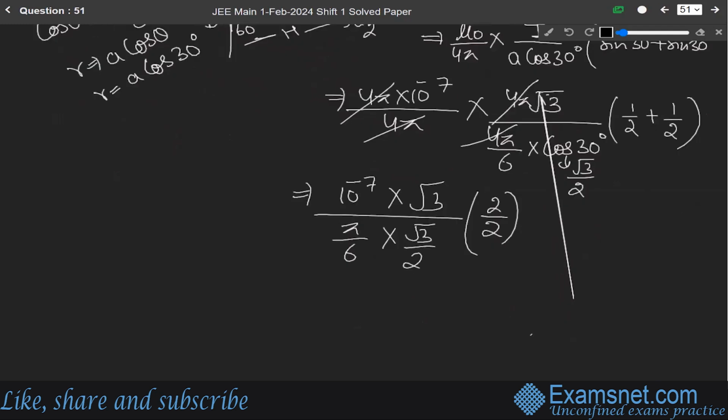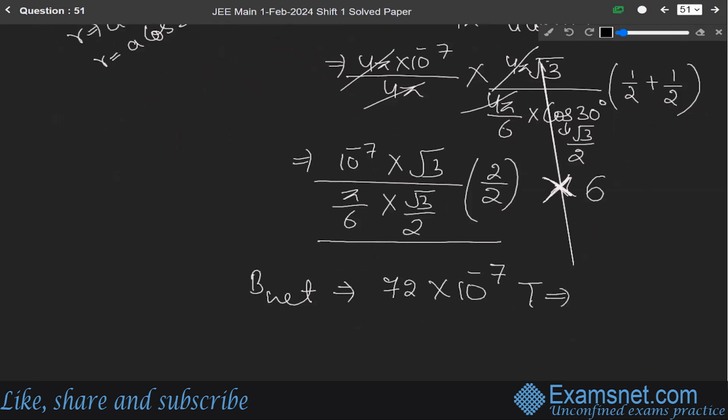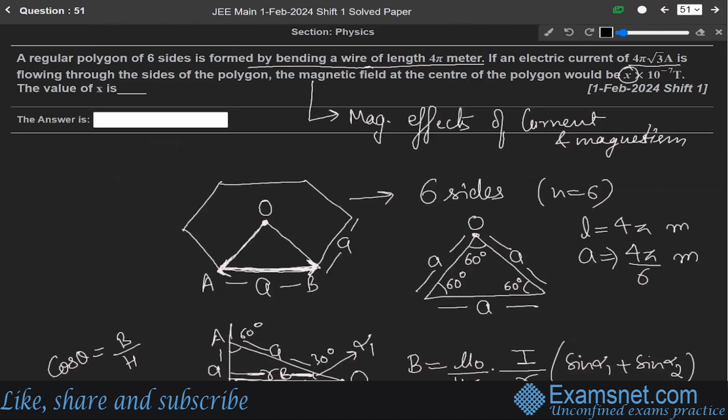So solving it, we get the field, and multiplying it by 6, because this is due to only one side. We have to find it due to the whole polygon. So multiplying it by 6, the net magnetic field will be equal to 72 into 10 to the power minus 7 Tesla. Comparing it with the given x into 10 to the power minus 7 Tesla, here the value of x is 72.